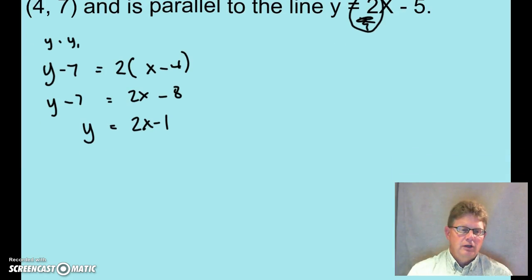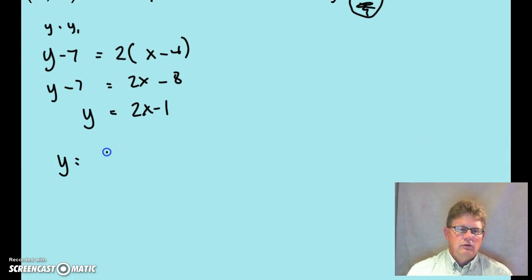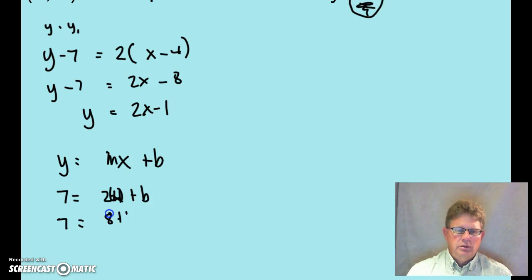And of course you could have done it the other way. Y equals mx plus b. 7 equals 2 times 4 plus b. 7 equals 8 plus b. Subtract 8 from both sides. B is -1. And we know the slope is 2, so the y-intercept is -1. You get the same result.